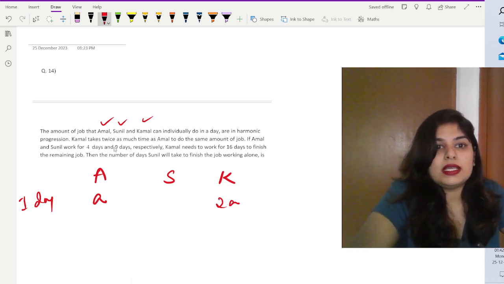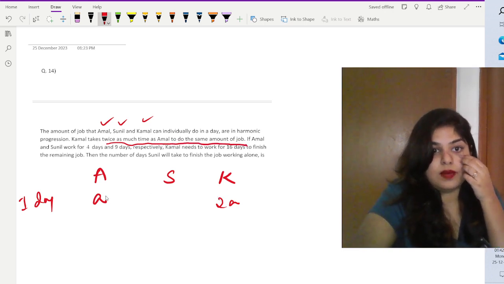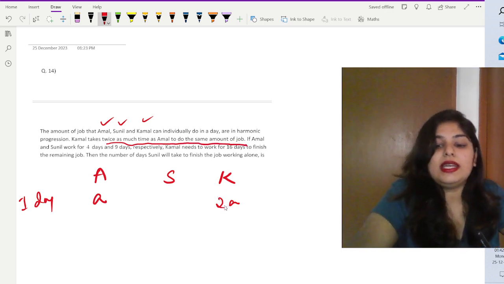Kamal takes twice as much time as Amal to do the same amount of job. So Amal takes A, so Kamal will take 2 times of it.